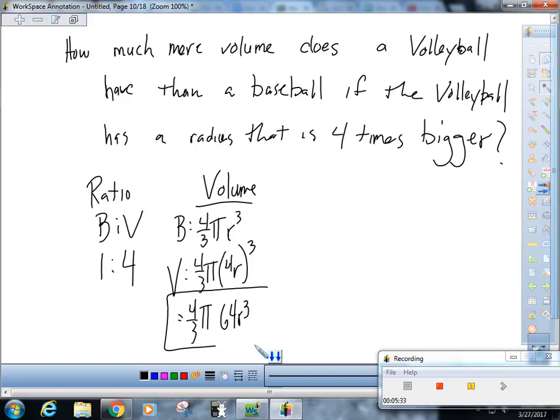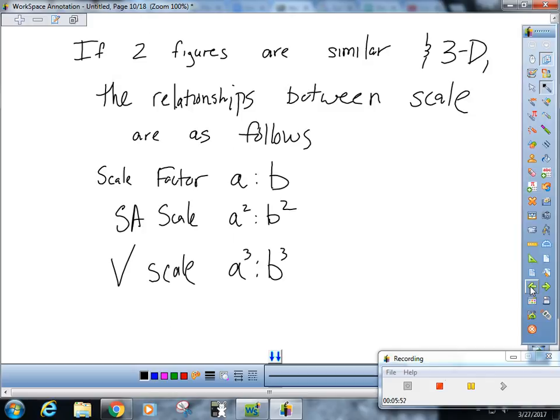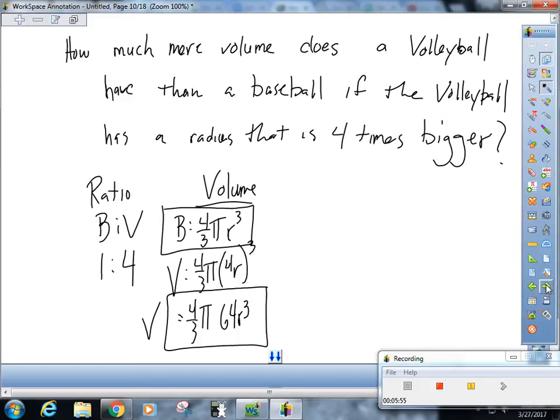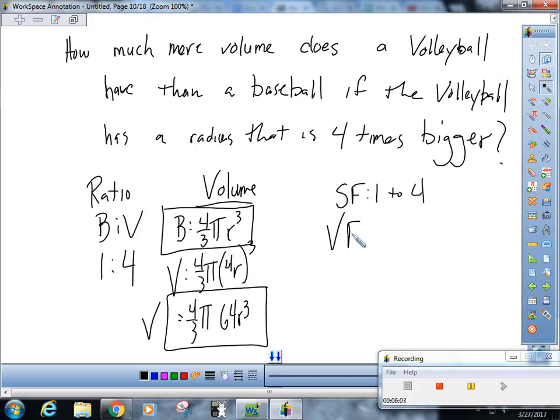So look at this. Compare this one to that one, and you'll see that the bottom one, the volleyball, is exactly 64 times bigger than the baseball. And that completely supports this fact from this. Okay? So, since the scale factor is 1 to 4, the volume factor would be 1 cubed to 4 cubed, which is 1 to 64.